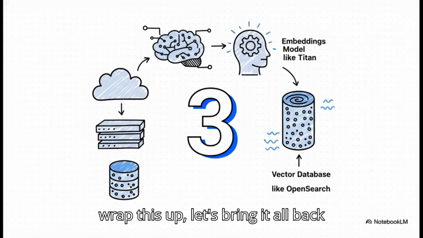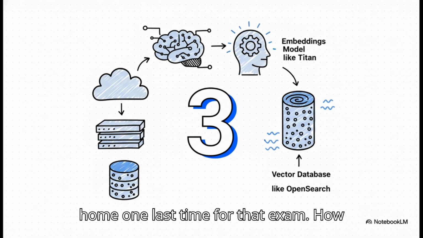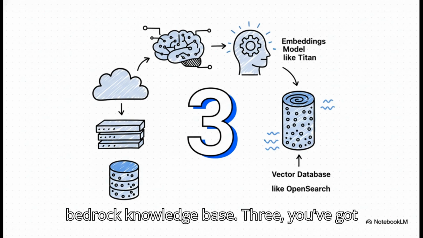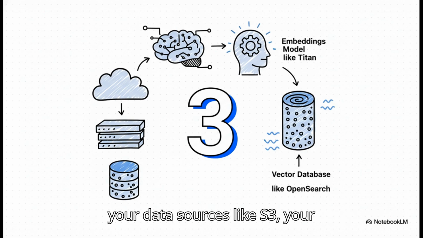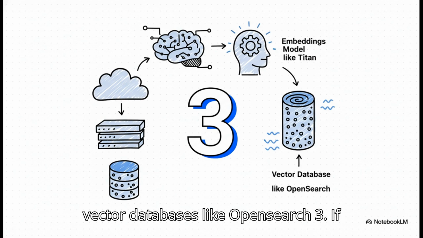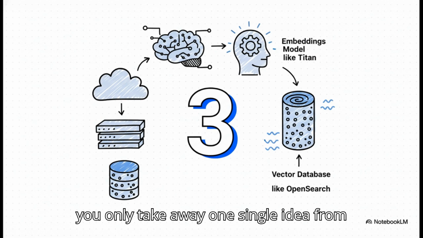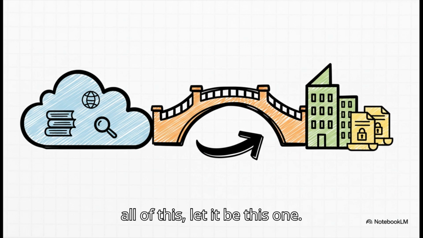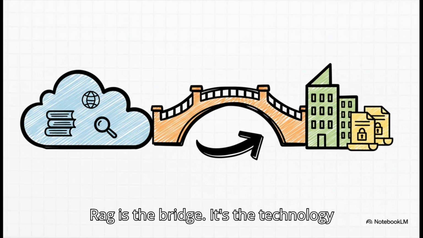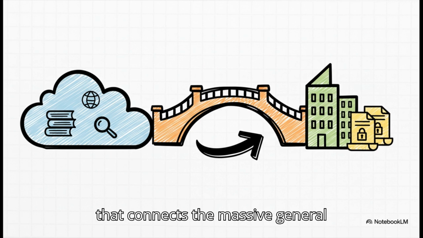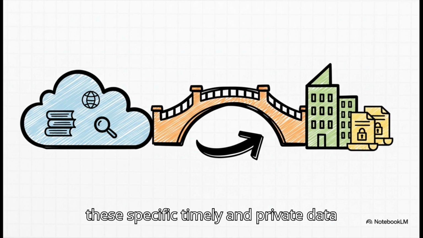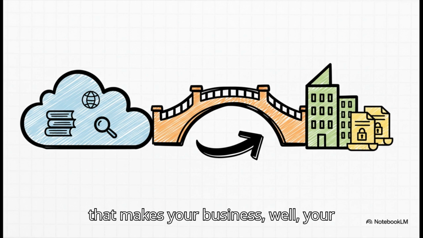So as we start to wrap this up, let's bring it all back home one last time for that exam. How many key building blocks make up a Bedrock knowledge base? 3. You've got your data sources, like S3, your embeddings models, like Titan, and your vector databases, like OpenSearch. 3. If you only take away one single idea from all of this, let it be this one. RAG is the bridge. It's the technology that connects the massive general intelligence of a foundation model to the specific, timely, and private data that makes your business, well, your business.